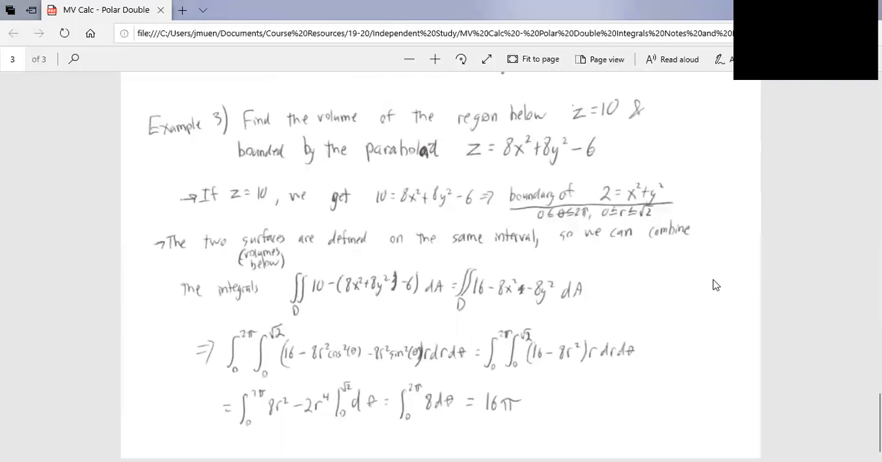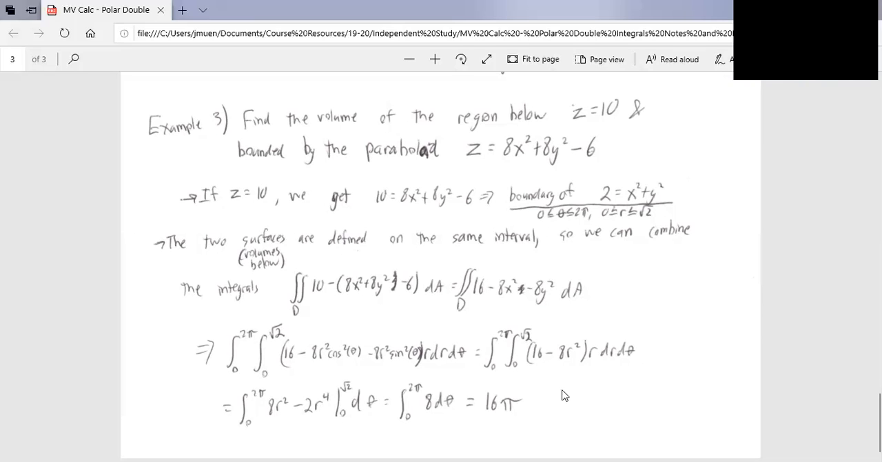So we do the double integral from 0 to 2 pi, 0 to root 2 of everything with x replaced by r cosine theta, y replaced by r sine theta, and r dr d theta, which creates this, which once we use the identity that cosine squared theta plus sine squared theta equals 1, we end up getting the integral from 0 to 2 pi with respect to theta, integral from 0 to root 2 with respect to r of 16 minus 8r squared r dr d theta.